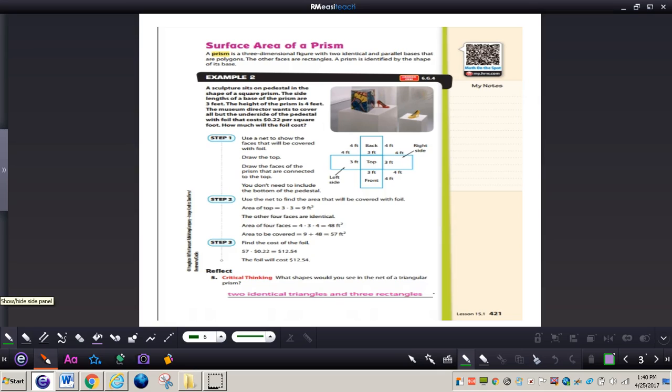Now we're going to take a look at surface area of a prism. A prism is a three-dimensional figure with two identical and parallel bases that are polygons. That's important to understand. The other faces are rectangles. A prism is identified by the shape of its base. Okay, so we're going to take a look at the formula for surface area of a prism.